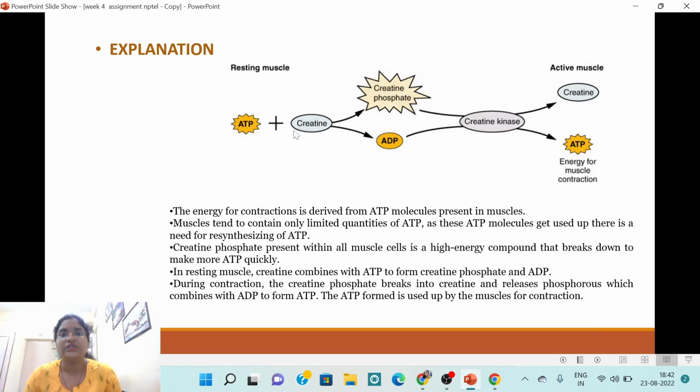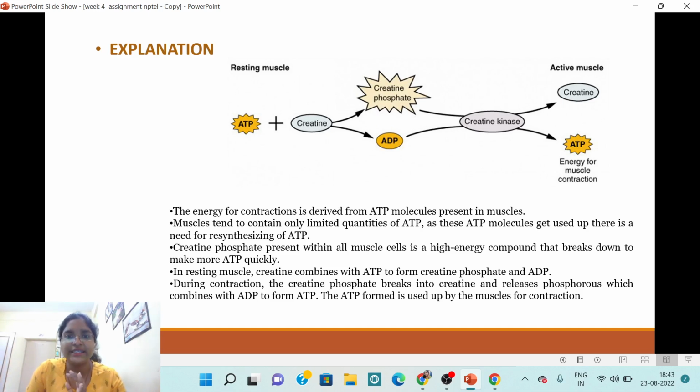We'll see how. There is a resting muscle which has ATP in it. All muscle contractions need energy, and for that they need ATP molecules present in the muscle, right? Muscles tend to have limited quantities of ATP. Instead of creating more ATP molecules, first of all, what happens? The limited quantity of ATP present in the cell gets used up by the muscles.